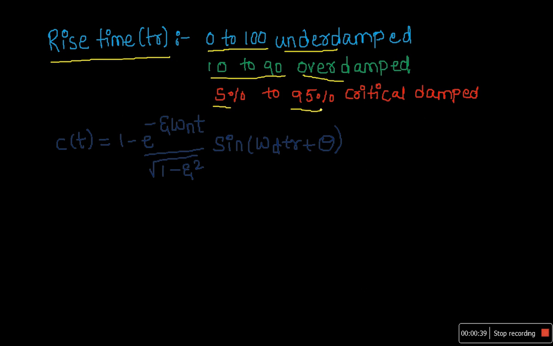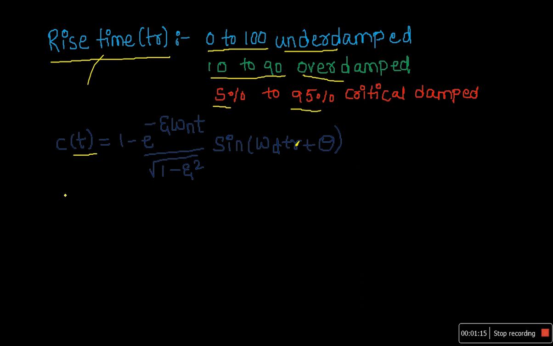So in order to derive the equation for the rise time, we are considering this equation, the step response of the second order system. The step response of the second order system is given as 1 minus e power minus zeta omega n t by under root of 1 minus zeta square, sine omega d t plus theta. So already we derived that the rise time is the time required for the response to reach 0 to 100% of its final value.